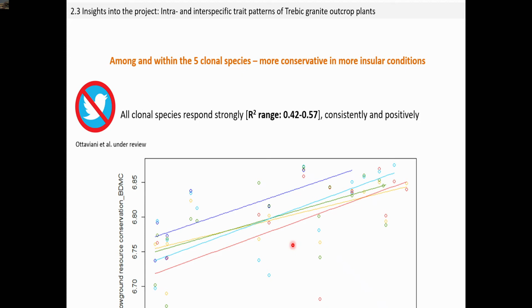In this case, I present the relationship between insularity and below ground resource conservation, captured by below ground organ matter content. Here are the 5 clonal species, which are consistently and positively associated with insularity, and the relationship is really strong. This means that the clonal species tend to be more conservative in their below ground resource use in more insular conditions.